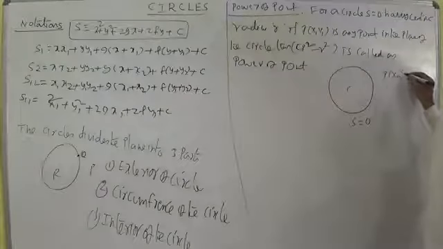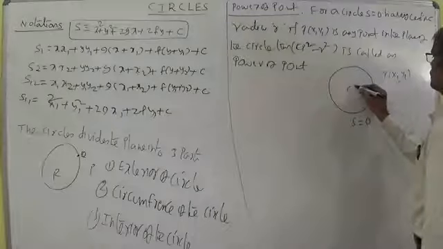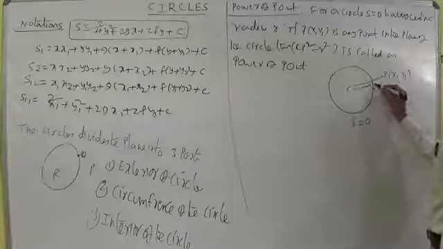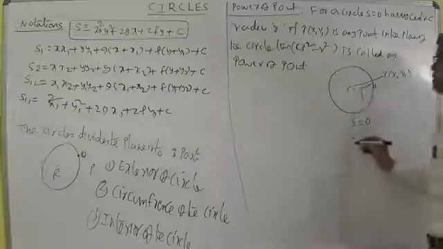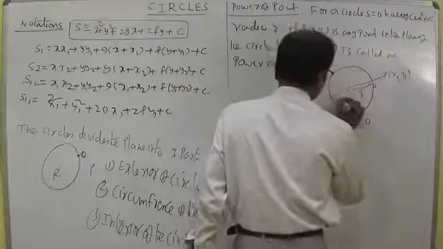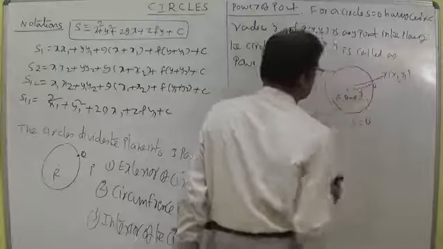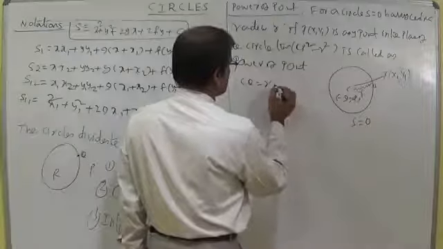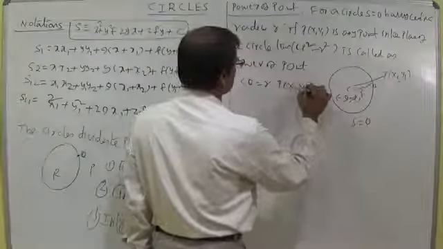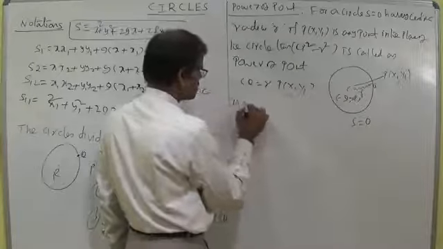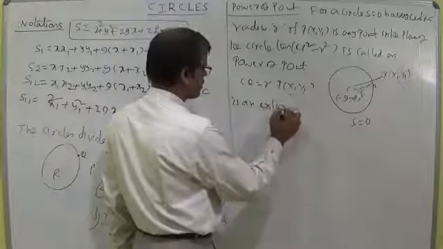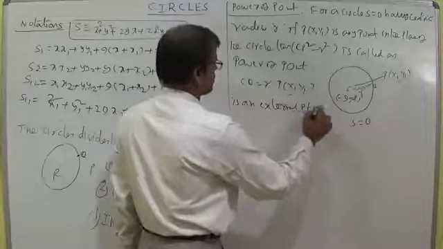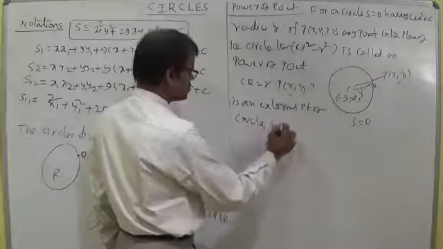The point P, x1, y1. This is CP. Students, try to understand: if a point Q is here, this is R. C, for the standard notation of the circle, is minus g comma minus f. So CQ is equal to R. And P(x1, y1) is an external point of the circle S equal to 0.